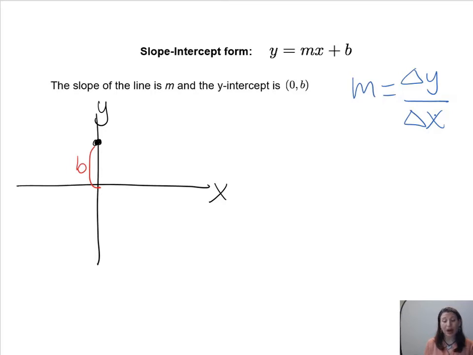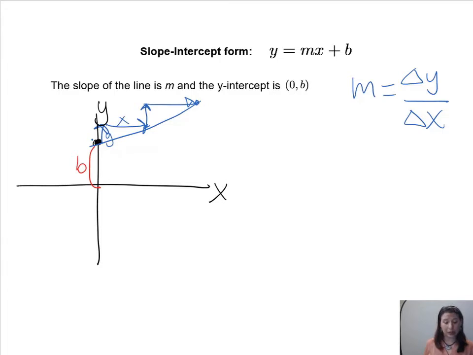So if it's a positive slope, that means you go up y and over x. So y and x to some point here, and we can keep doing that and get another point here, and then we have a nice line.